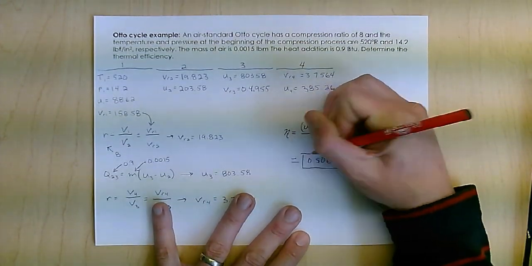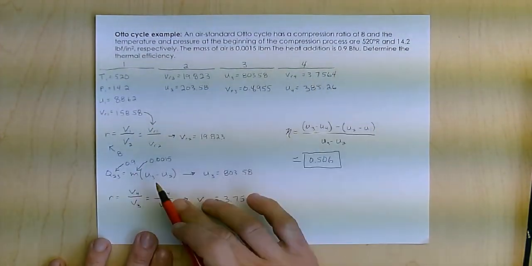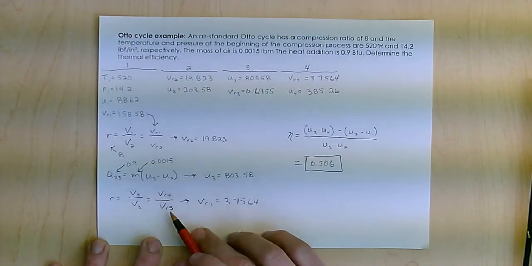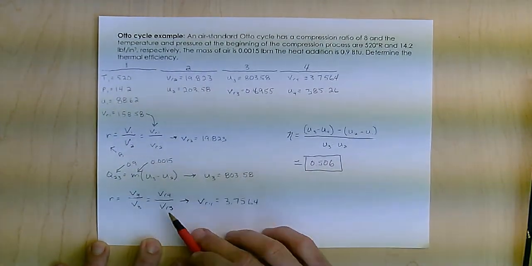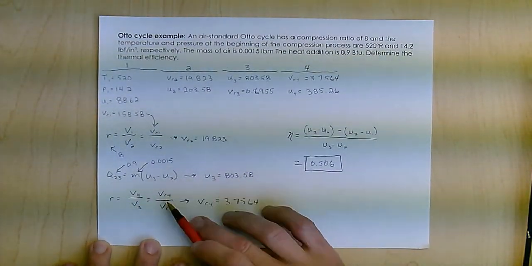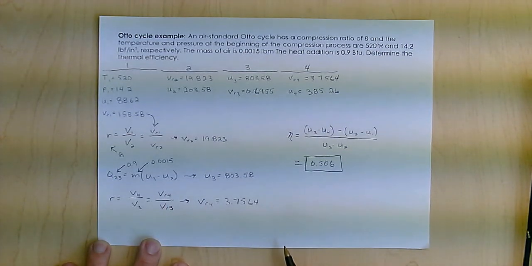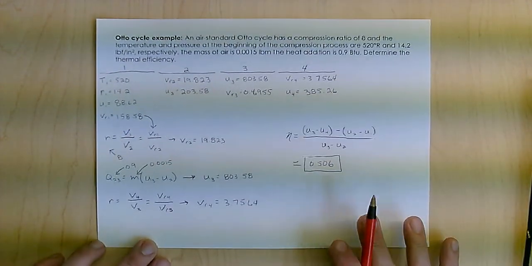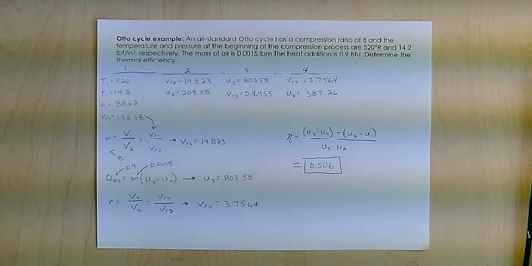So again, as per usual, find your U values, many of which are found using the compression ratio and the isentropic idea of the relative volumes to set those states. Once I get my states, I can easily find my thermal efficiency from that.